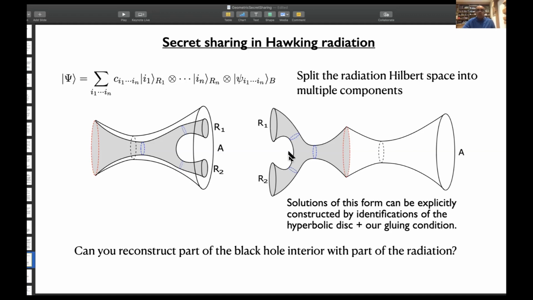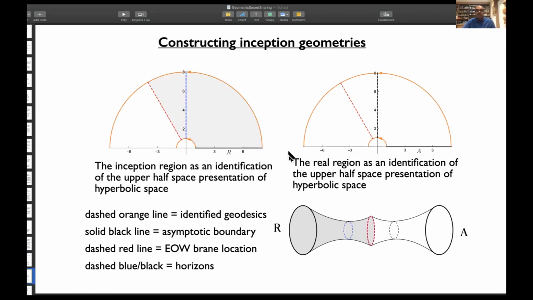So it turns out you can construct such solutions explicitly. The first criterion is that you need to be able to construct these inception geometries, and you can do that explicitly. I'm not going to go into details. It's a standard technology where you construct all solutions in 3D gravity as identifications of the hyperbolic plane. If you take the hyperbolic plane to be the upper half space, then a way of constructing the BTZ geometry is, you have this circle, which is one geodesic, and here's another circle, which is another geodesic, and you identify them, and that gives you the eternal BTZ wormhole.